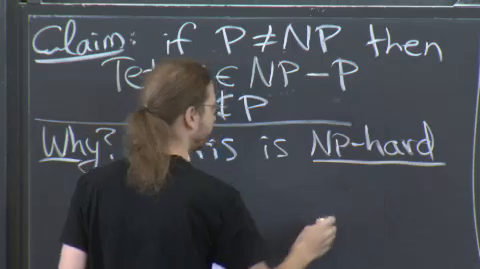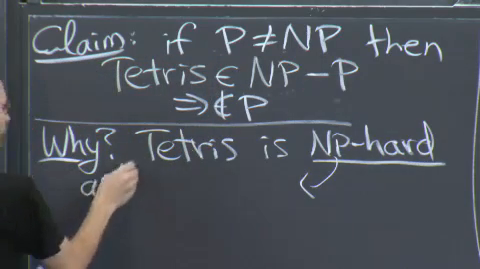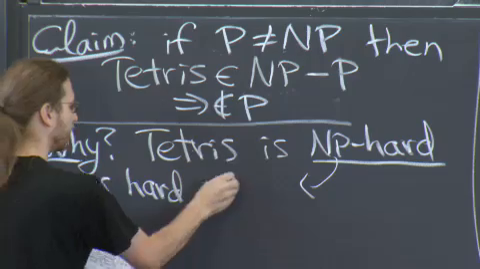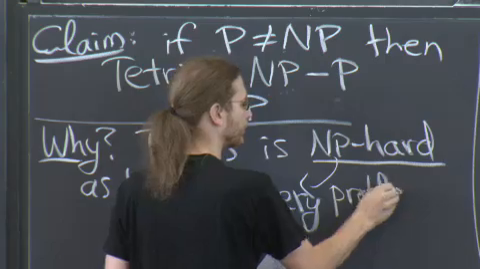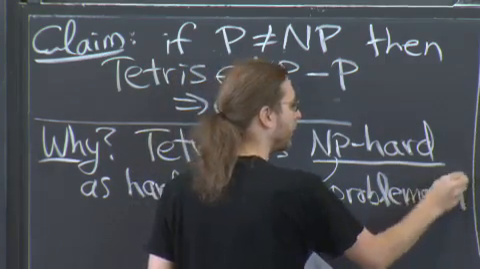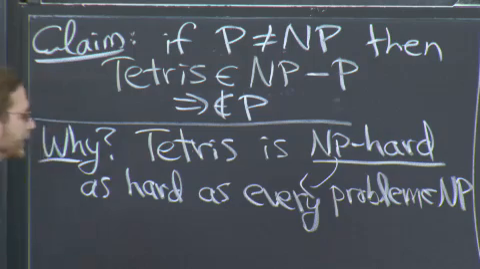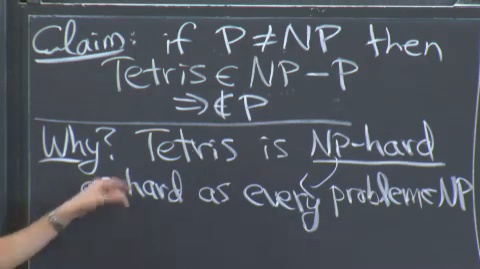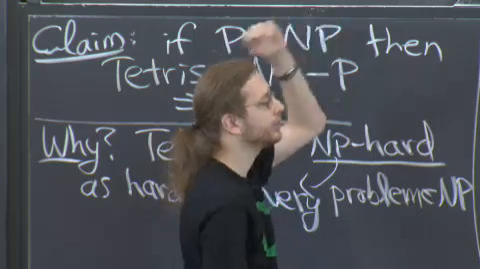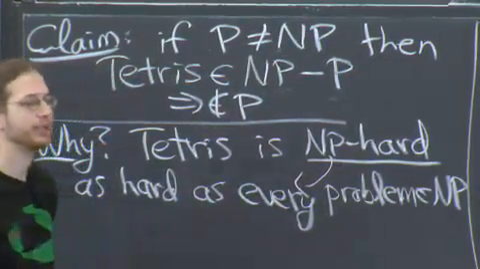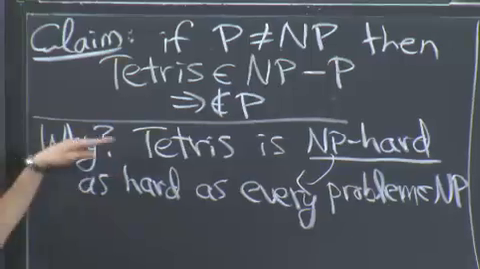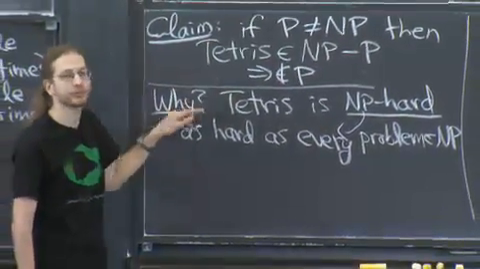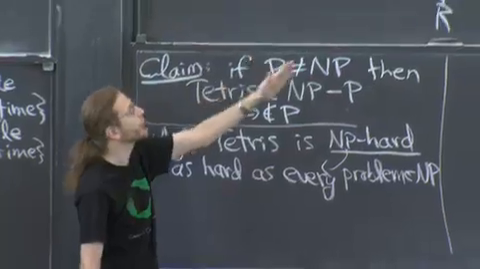What does NP hard mean? This means as hard as every problem in NP. I can't say harder than because it's non-strict. So it's at least as hard as every problem in NP. And that's why I drew it at the far right. It's sort of the hardest extreme of NP. Among everything in NP you can possibly imagine, Tetris is as hard as all of them. And therefore, if there's anything that's harder than P, then Tetris is going to be harder than P, because it's as far to the right as possible.